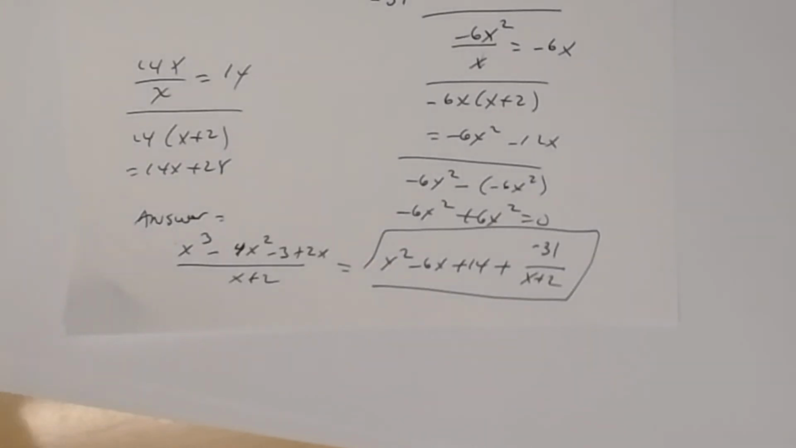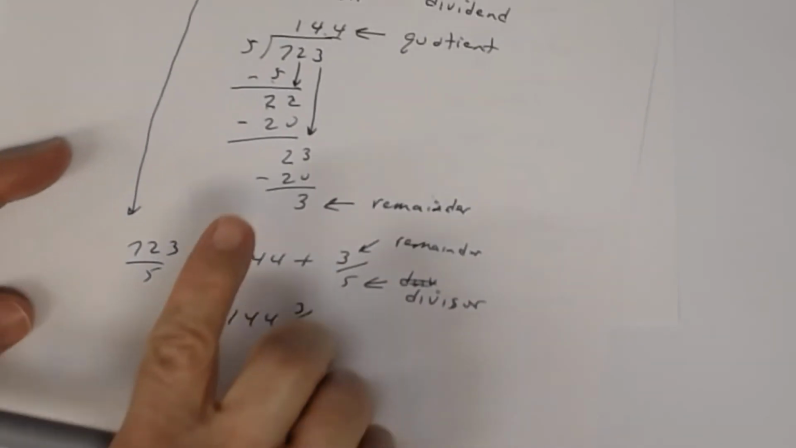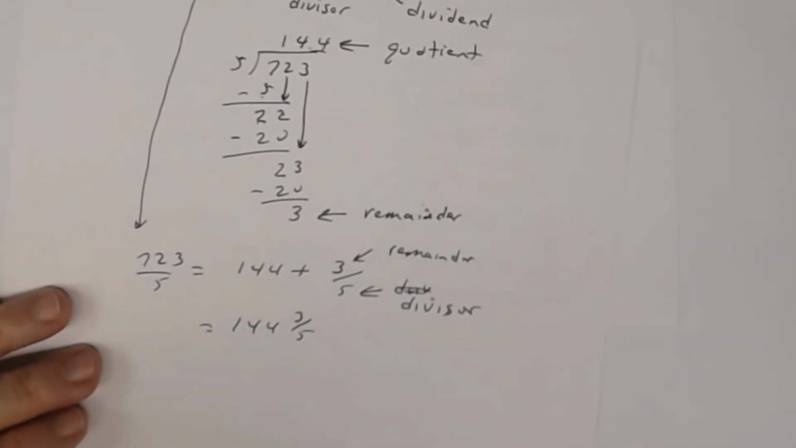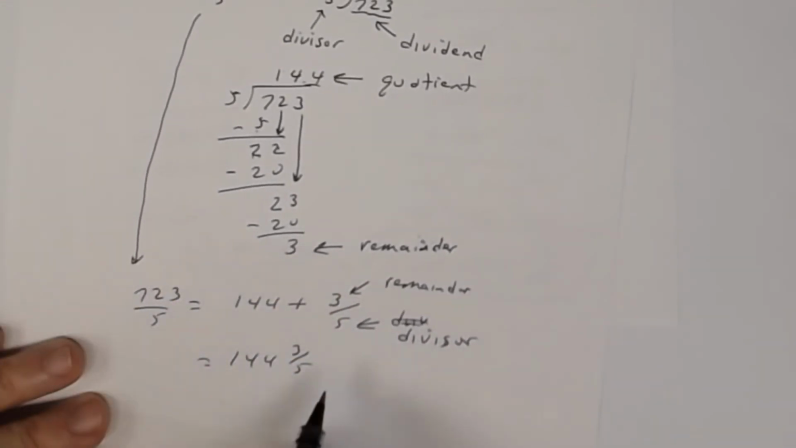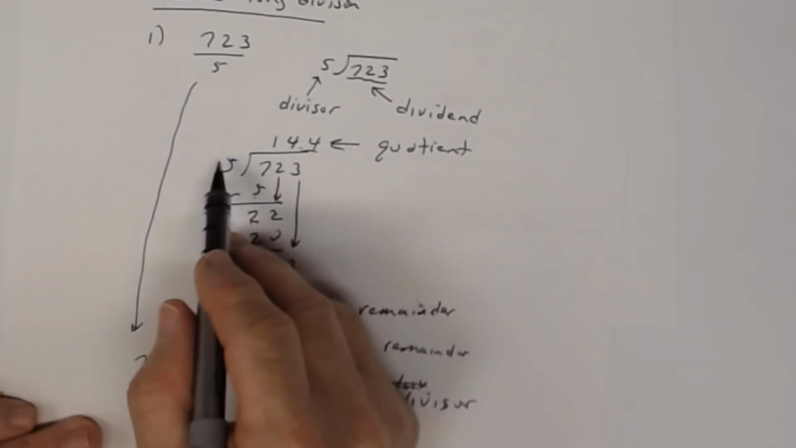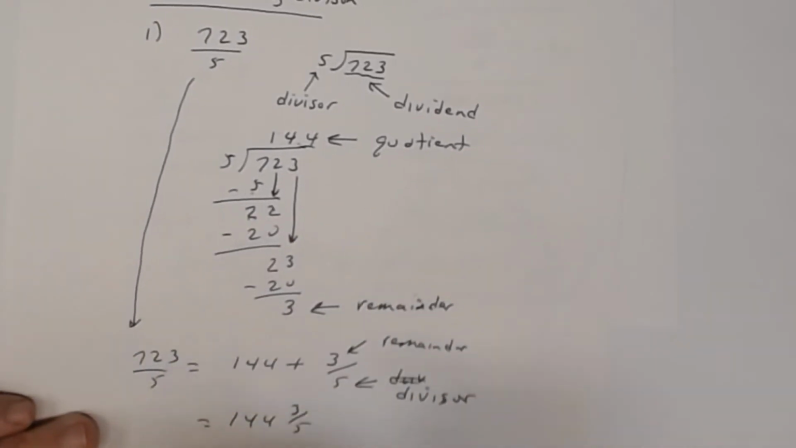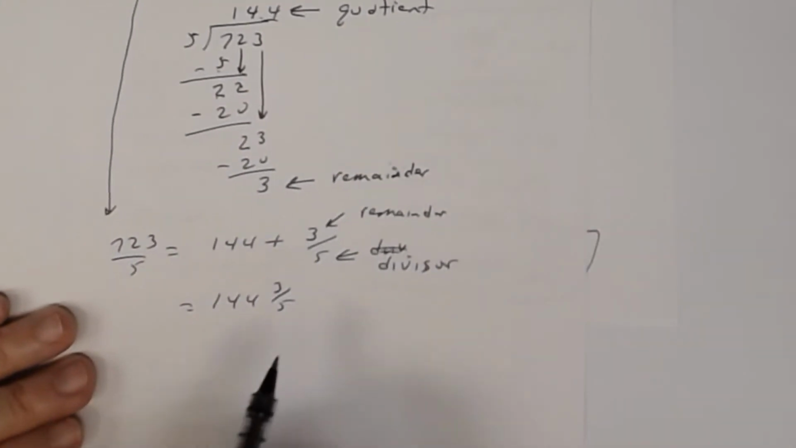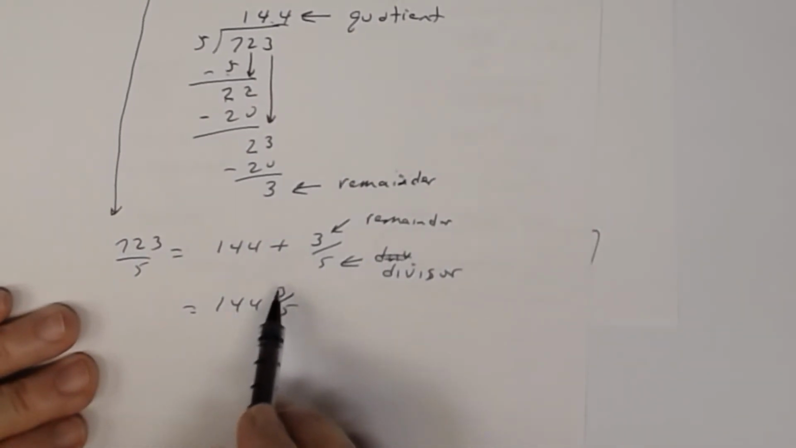Okay, so I'm going to go ahead and check this. Now, let's remind ourselves about how we checked this before. I'm going to go back to that very simple example we did with the numbers. To check, remember what we did, we said 5 times 144. So we said the divisor times the quotient plus the remainder. So 5 times 144 plus 3.